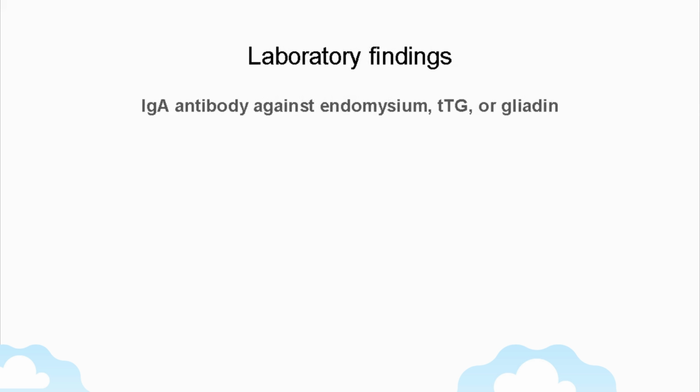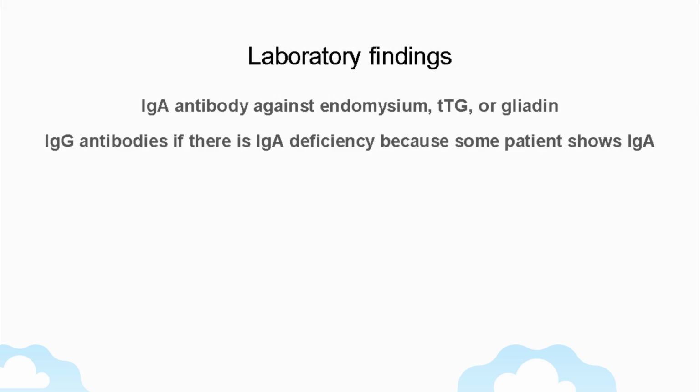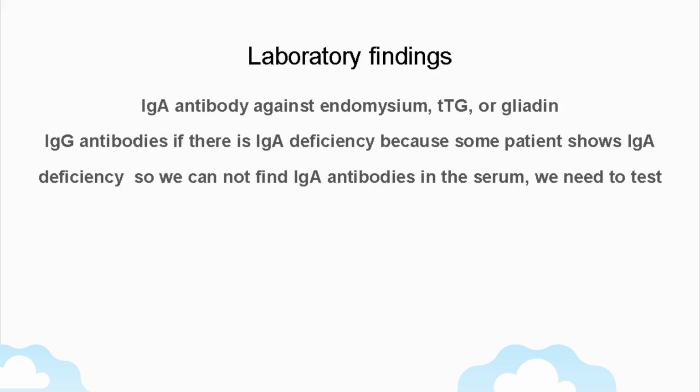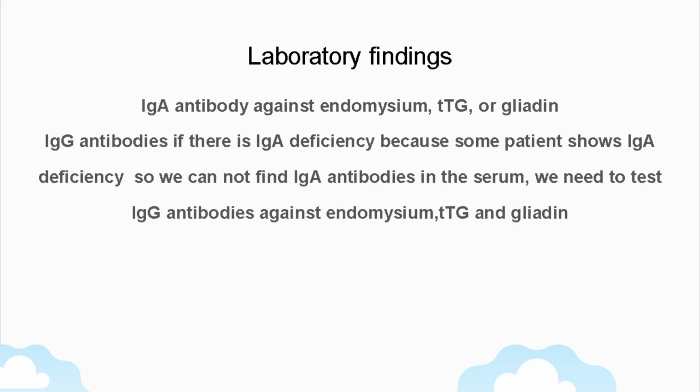Laboratory findings: IgA antibody against endomysium, tissue transglutaminase, or gliadin. In the case of IgA deficiency, we need to test IgG antibodies, because some patients have IgA deficiency, so we cannot find IgA antibodies in the serum. In such cases, we need to test IgG antibodies against endomysium, tissue transglutaminase, and gliadin.